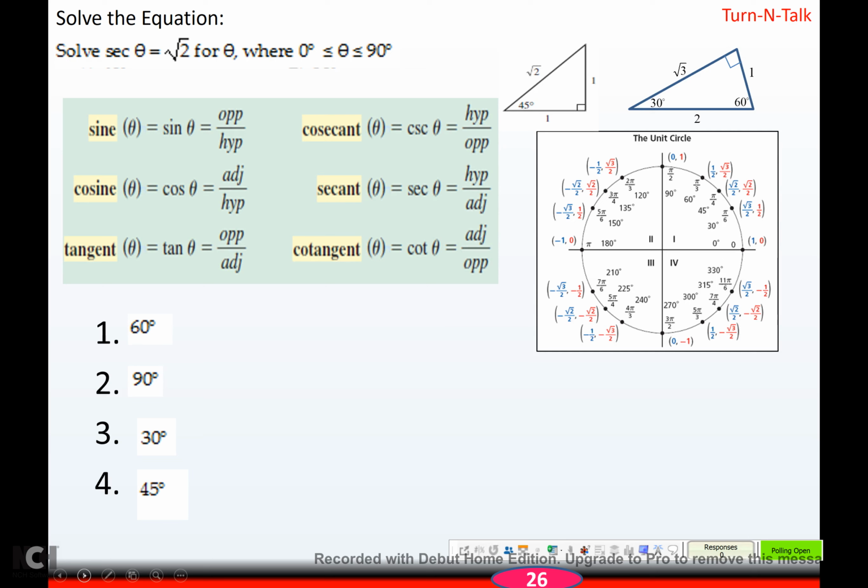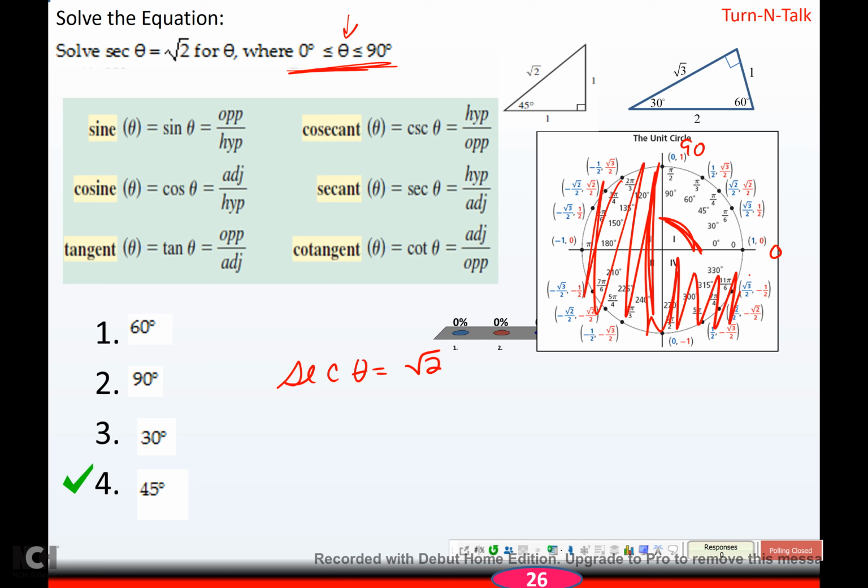Okay, so this one, hit pause. Come back when you're ready. And hopefully you got 45. It tells me that secant theta is the square root of 2. This says that theta has to be between 0 degrees and 90 degrees, so you're looking for an angle in this quadrant. In other words, they're limiting you to just the first quadrant. Okay? That's what that means. Secant is hypotenuse over adjacent.